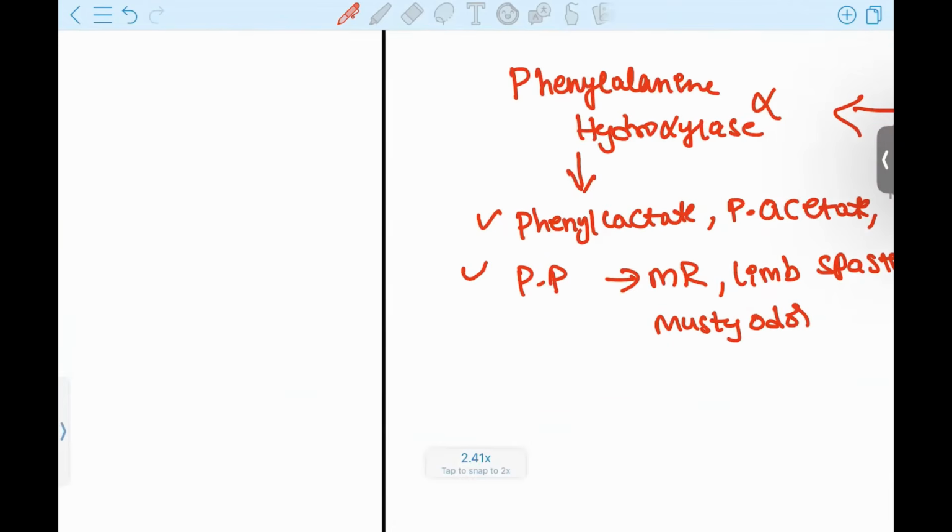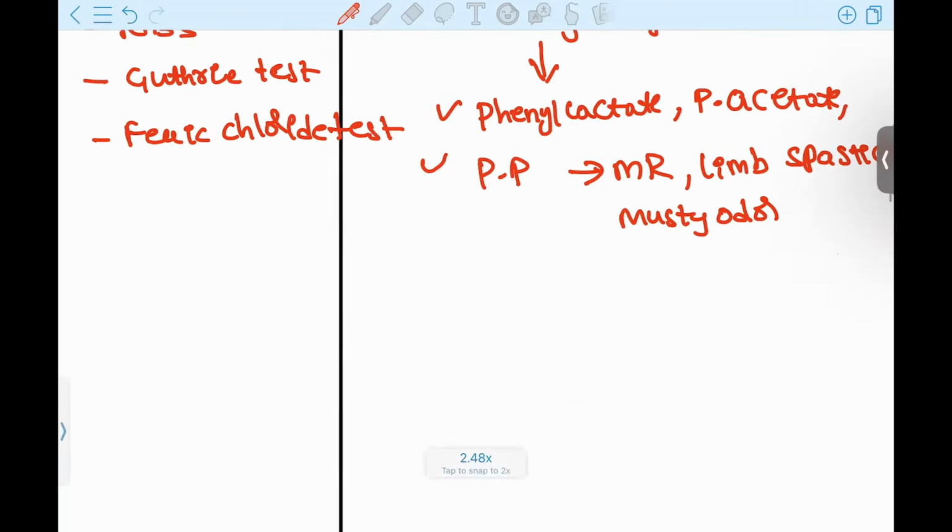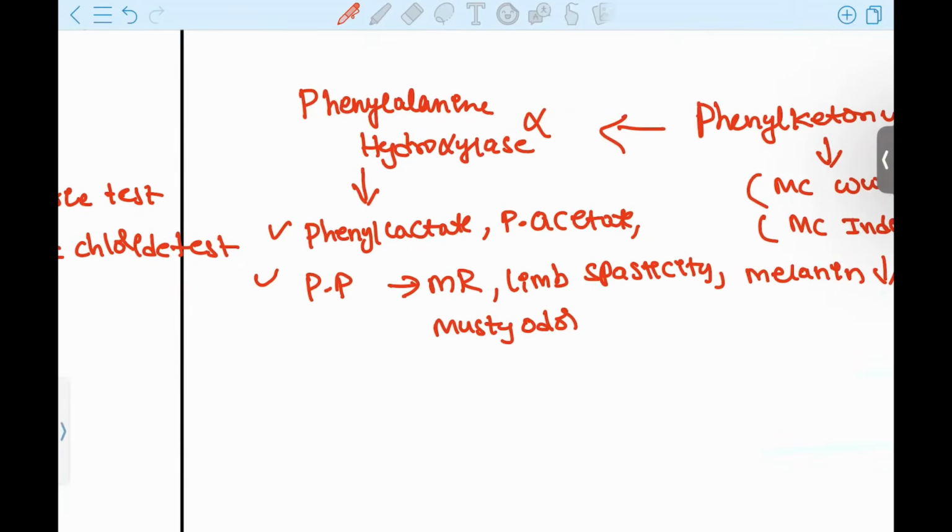So what tests can we perform in this patient? The test is newborn screening. You can go for the newborn screening, the universal program, or you can do the Guthrie test, and we can also do the ferric chloride test. These are the tests that we can perform in this patient. So the treatment is basically to avoid phenylalanine. If you give more and more phenylalanine, instead of converting by the normal pathway, the phenyllactate, phenyl acetate and phenylpyruvate will be seen.